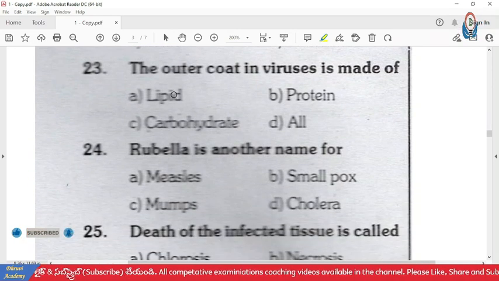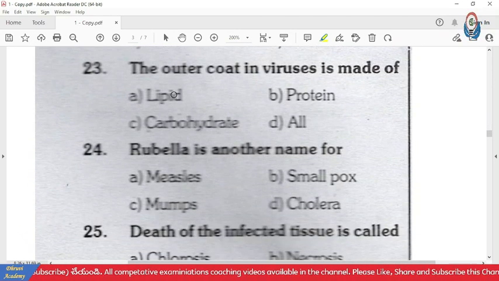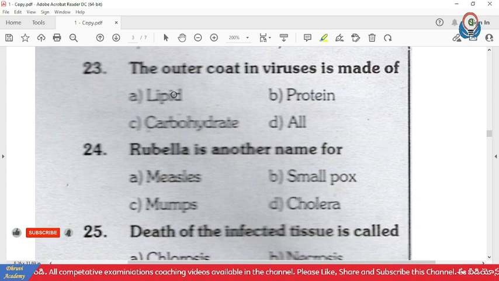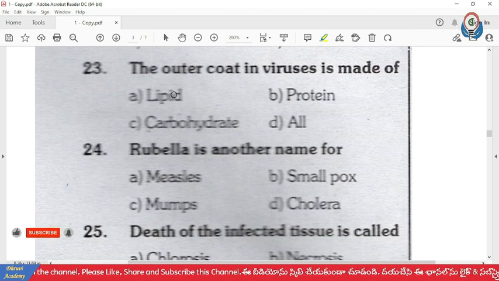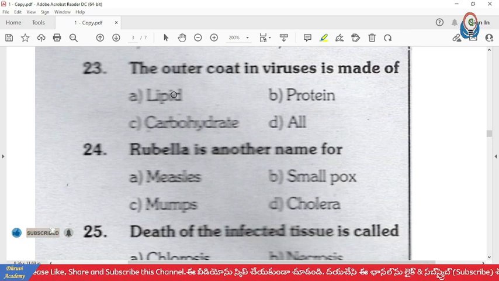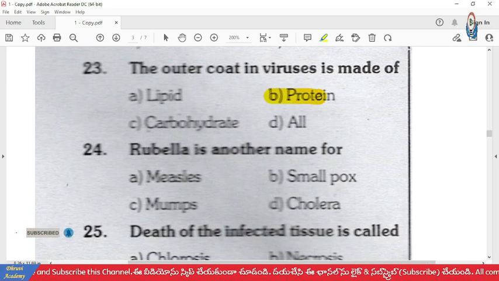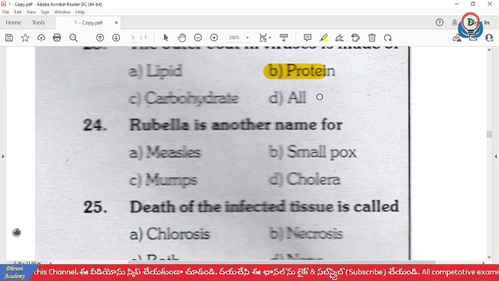Next, the outer coat in viruses is made up of, is it A lipids, B protein, C carbohydrates, or D all? Answer is the outer coat in virus is made up of proteins. Answer is proteins.